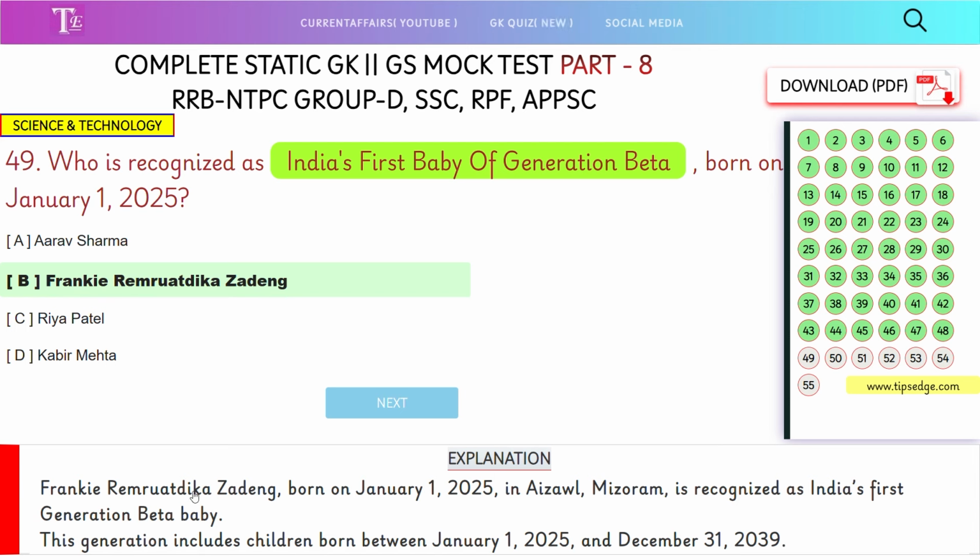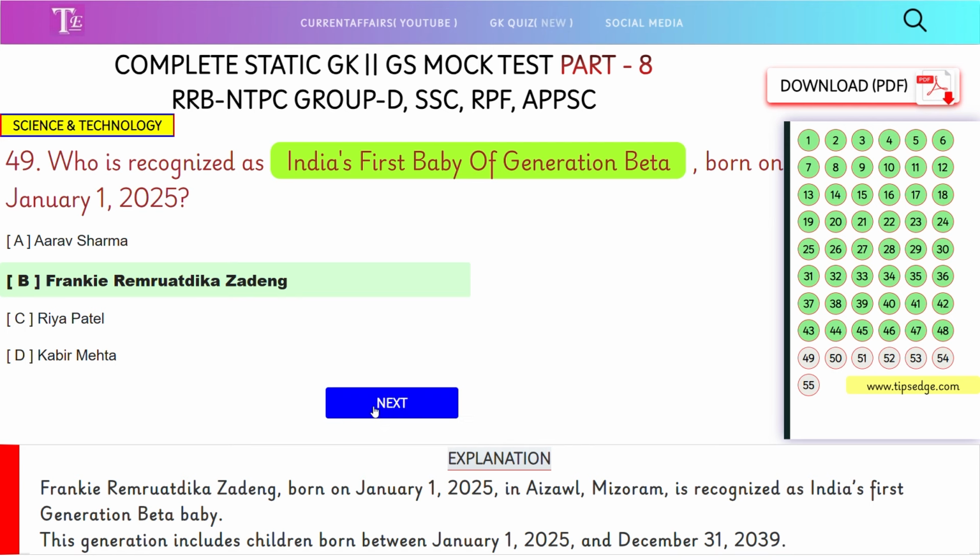Frankie Remuridika Jadeng, born on January 1st, 2025 in Aizawl, Mizoram, is recognized as India's first Generation Beta baby. This generation includes children born between January 1st, 2025 and December 31st, 2039.